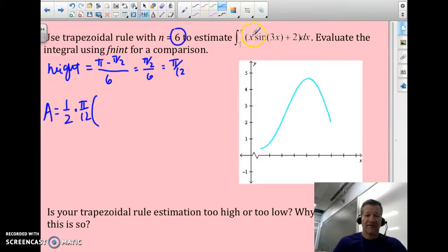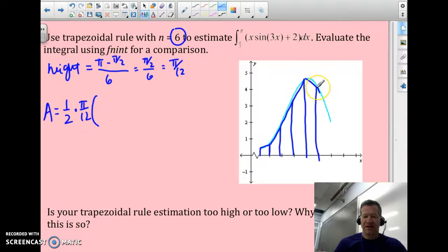f of the very left endpoint. So the very first one, let's see here. I'm going from pi over 2 to pi. So 6, 7, 8, 9, 10, nope. So this must be 6 pi over 12 to 7 pi over 12. And I make a little trapezoid there. Then 7 to 8, 8 to 9, 9 to 10, 10 to 11, and then from 11 to 12. So I have all those trapezoids. 1, 2, 3, 4, 5, 6 of them.